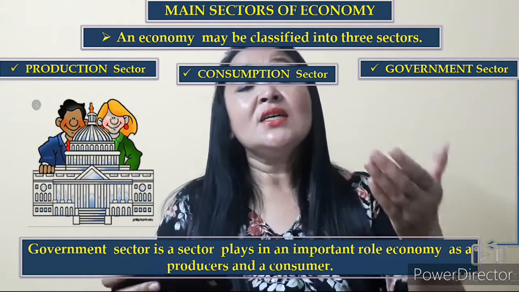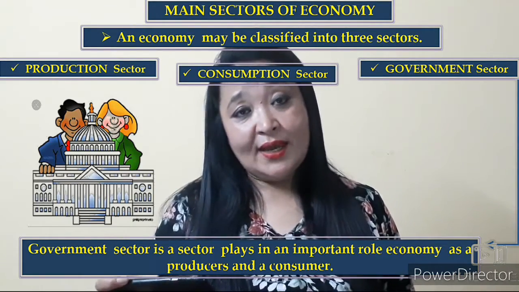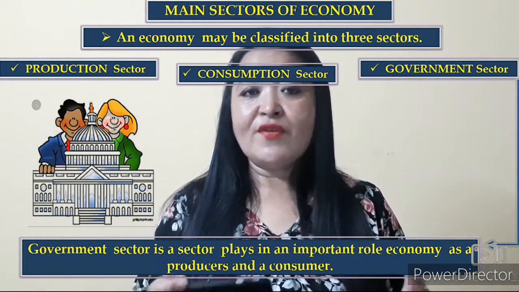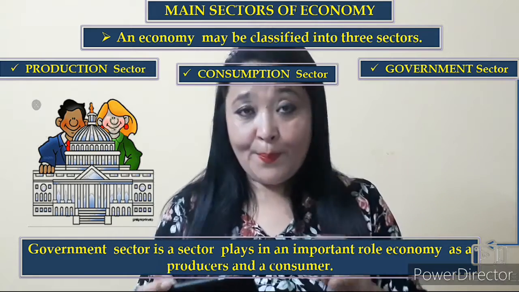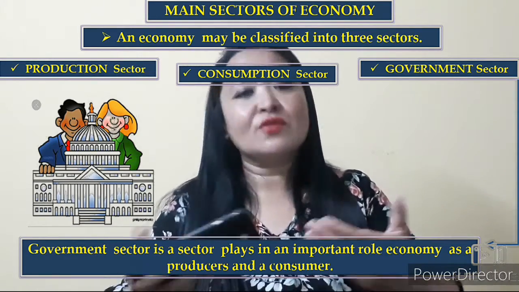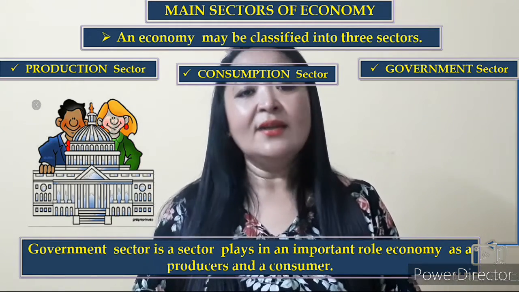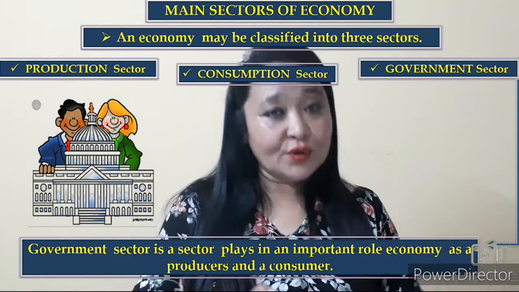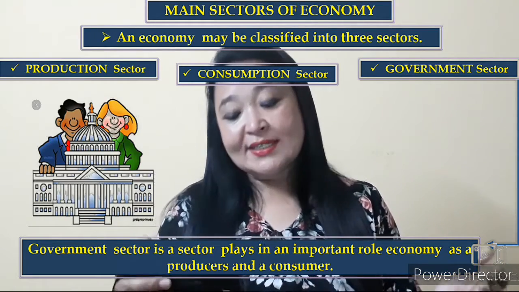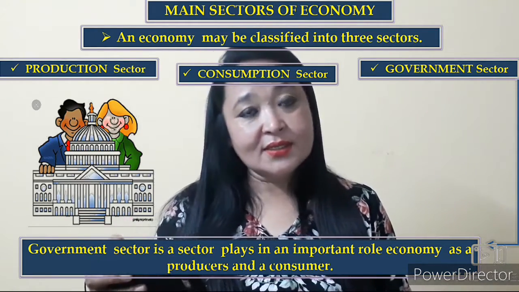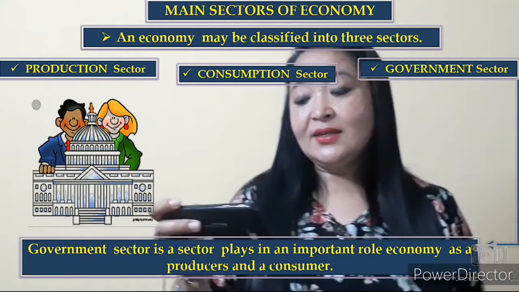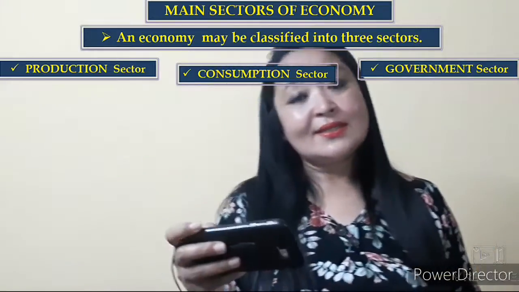Now, as a consumer, what does the government do? The government purchases various goods and services from the production sector for the sake of society and gives them out, so that society can get the facility of those goods and services or enjoy those goods. So these are the three sectors of the economy that I discussed just now: the production sector, the consumption sector, and the government sector.